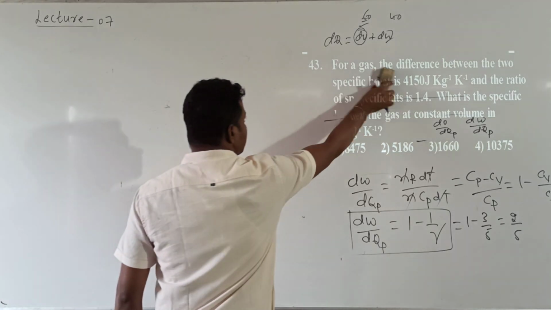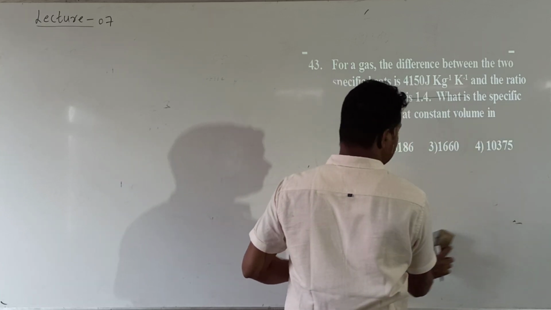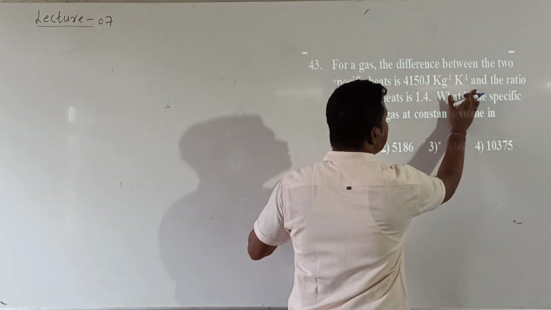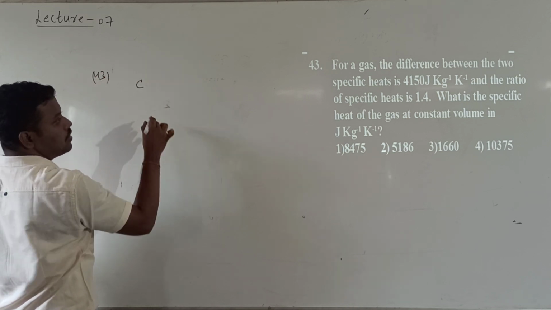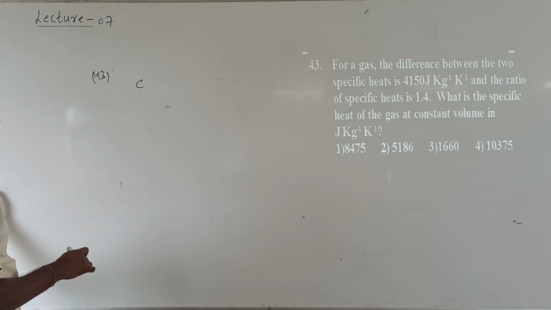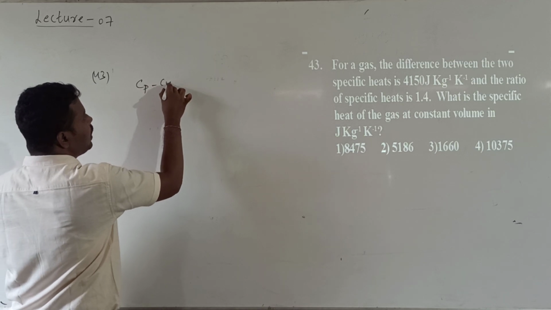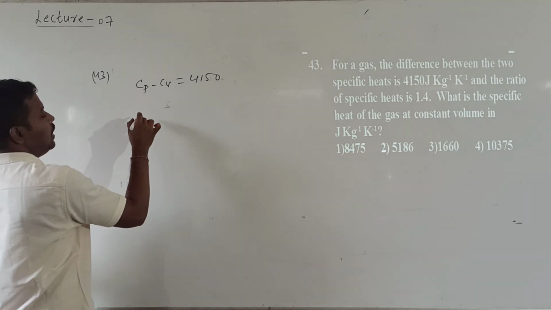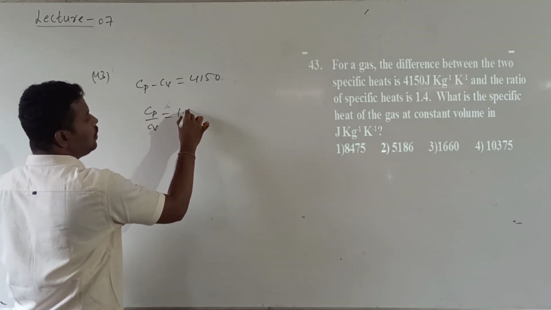For a gas, the difference between the two specific heats. They have given joule kg inverse, which means small letters, right? Always remember, every time I tell you. The difference between the specific heats is the value of small letters. Cp minus Cv value is 4150 joule kg inverse Kelvin inverse, and the ratio of the specific heats Cp by Cv is 1.4.